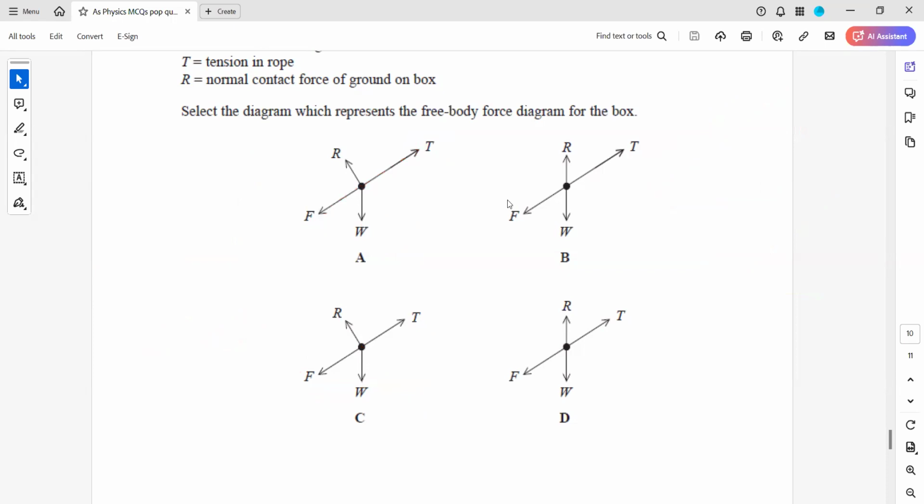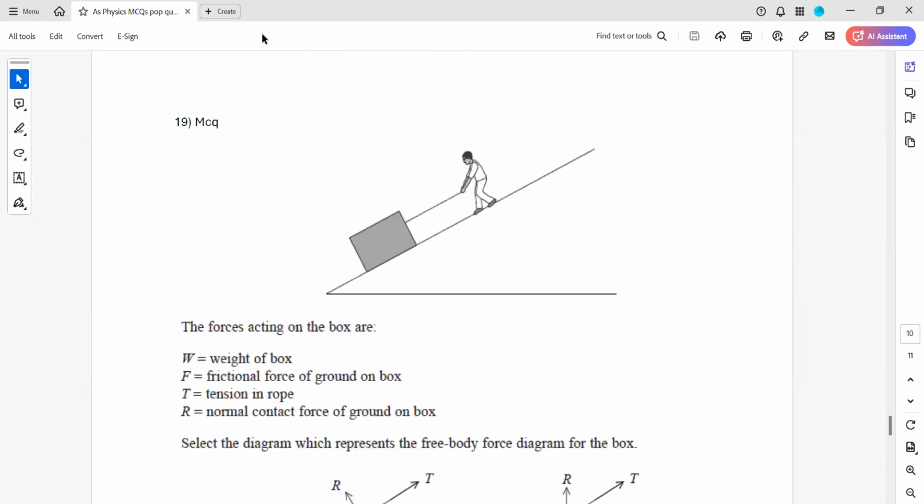Why are the tension and the friction not equal? Because the weight will have components: one component, with the angle, is W cosine theta, and opposite to the angle is W sine theta. So W sine theta and the friction are balancing the tension.